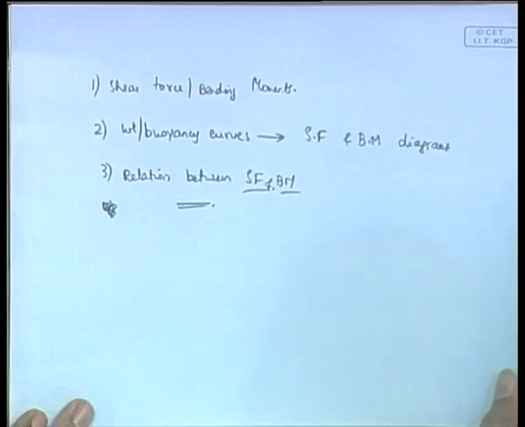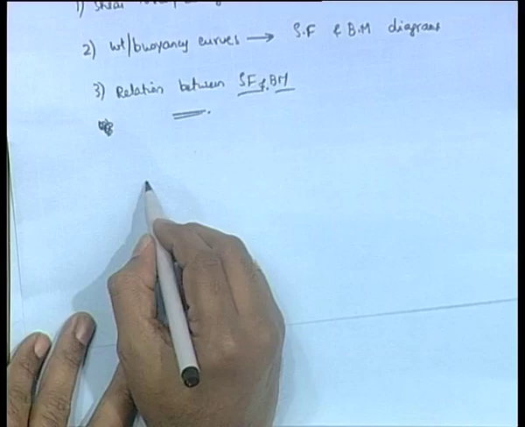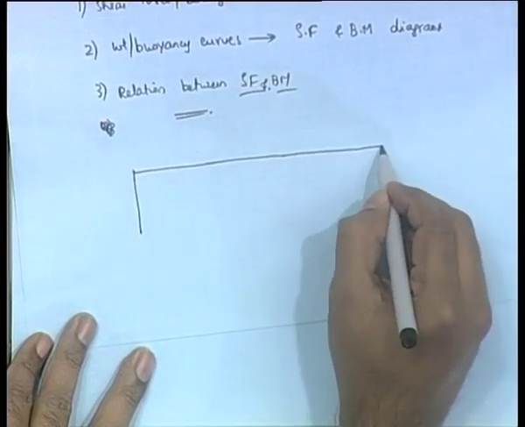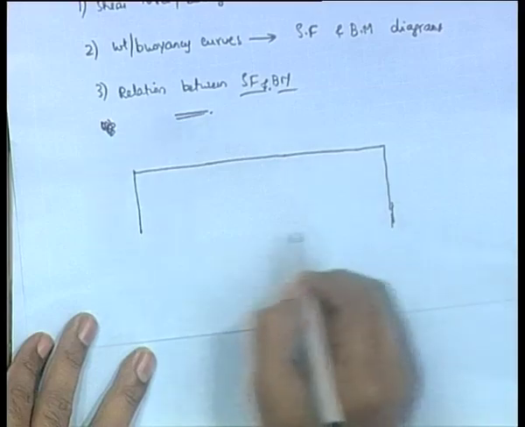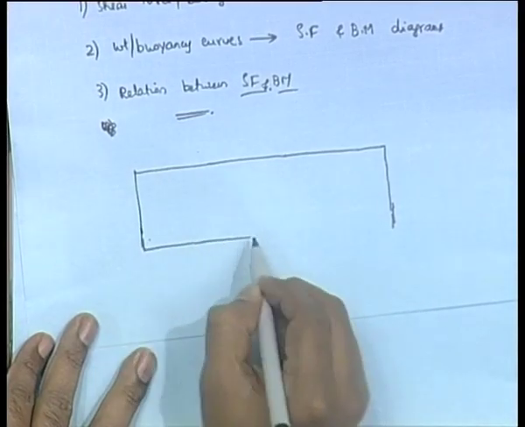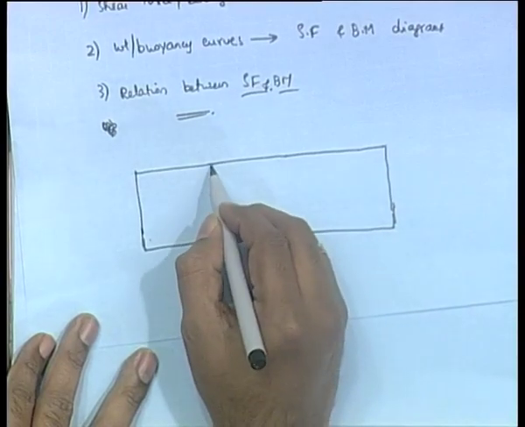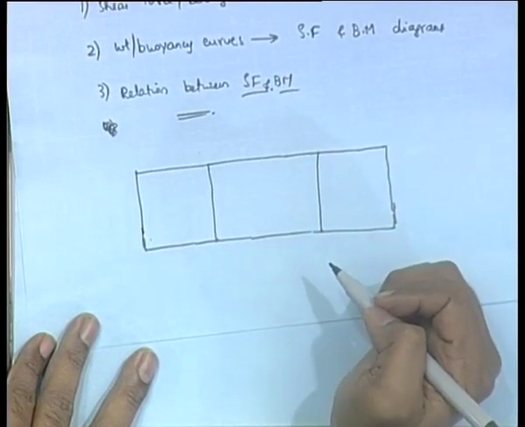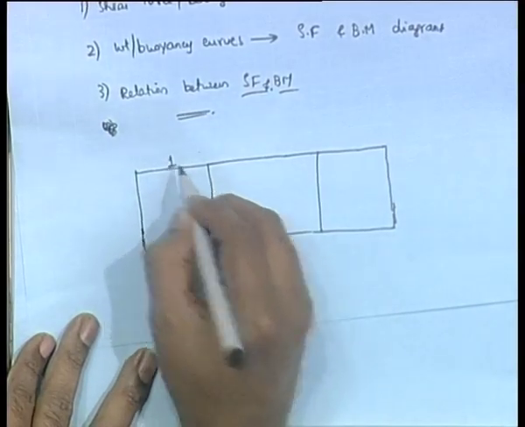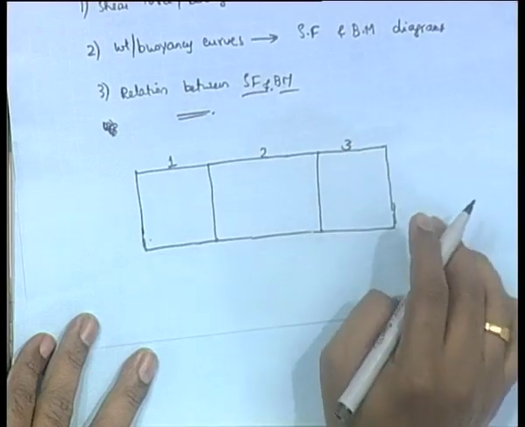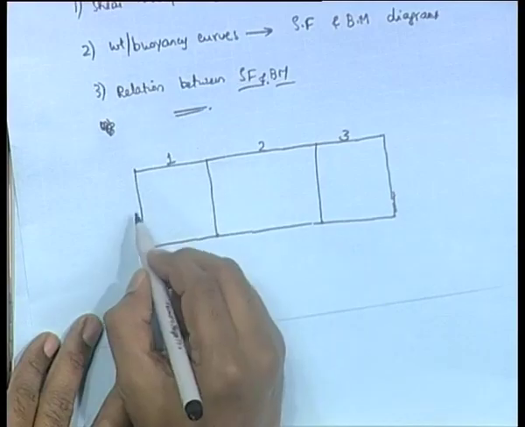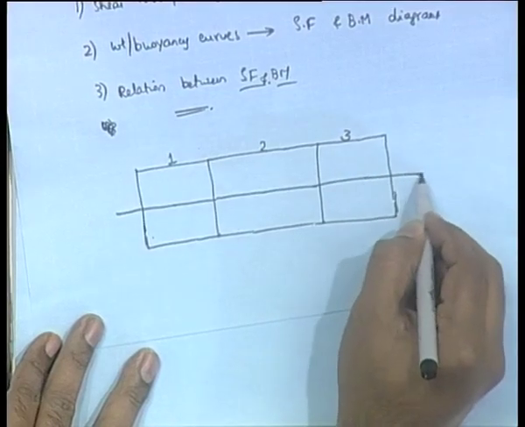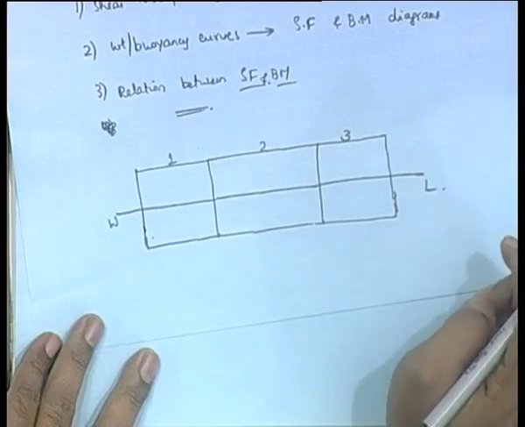So, now first of all, let us consider a ship like this, that is, a box shaped vessel. Now, suppose that the ship can be divided into three compartments. You have a compartment in the aft, this is compartment 1, compartment 2 and compartment 3. So, we have three compartments, and let us suppose this is the water line. WL is the water line.